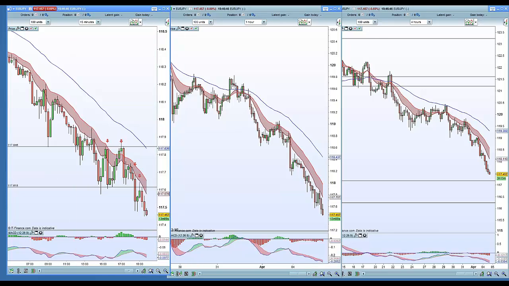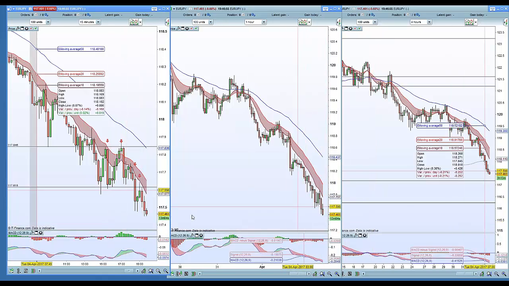Okay, so I just thought to cover this example. You see right now it's still coming down. My hope is that it hits 117 tonight.